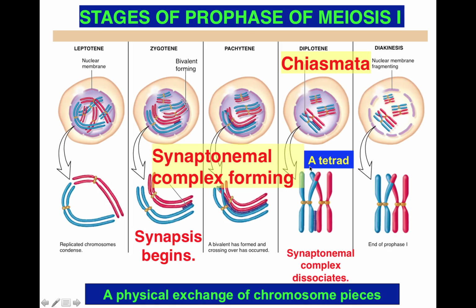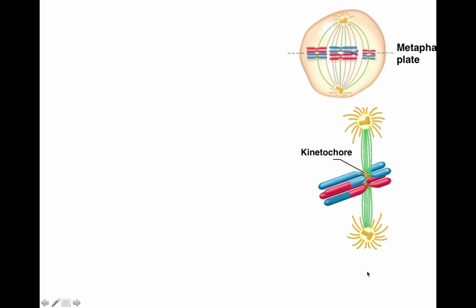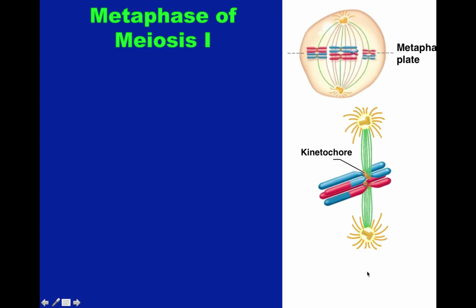When there are 4 sister chromatids for each of the 2 homologous chromosomes, it's called a tetrad. After the exchange occurs, the synaptonemal complex dissociates, and so the 2 homologous chromosomes can then go to opposite poles. So, metaphase of meiosis I, after genetic recombination and crossing over has already occurred, you need to separate the 2 chromosomes to make the cell a haploid instead of diploid.